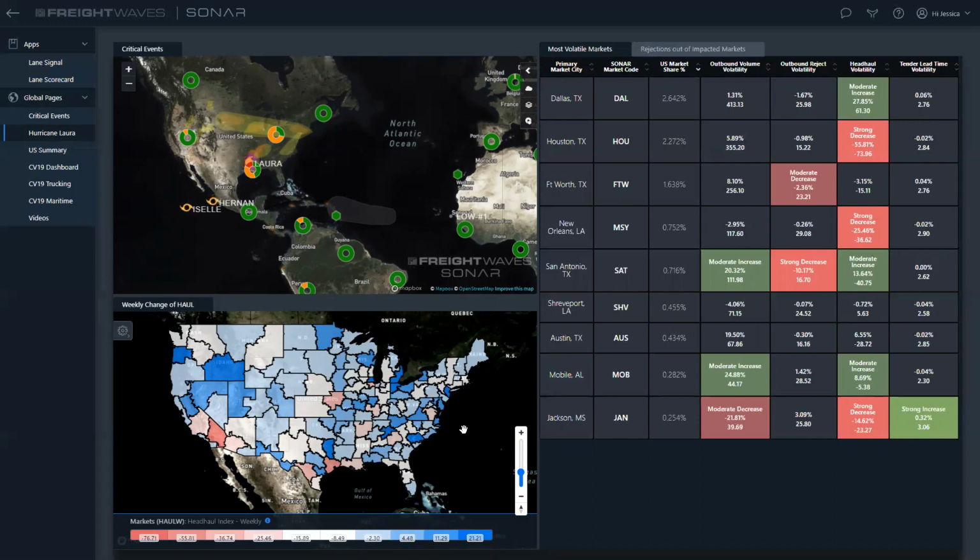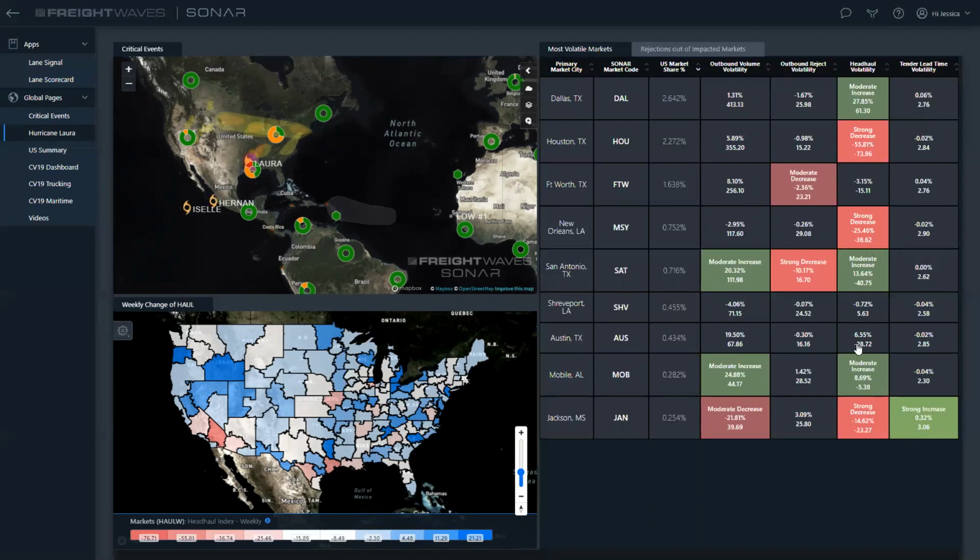So this is really good when you can see how much volume is moving, how much capacity is moving in and out of a market. Looking at these blue markets indicates it's moving to a positive. When it's moving to a positive, it's moving to more freight going out than coming in.